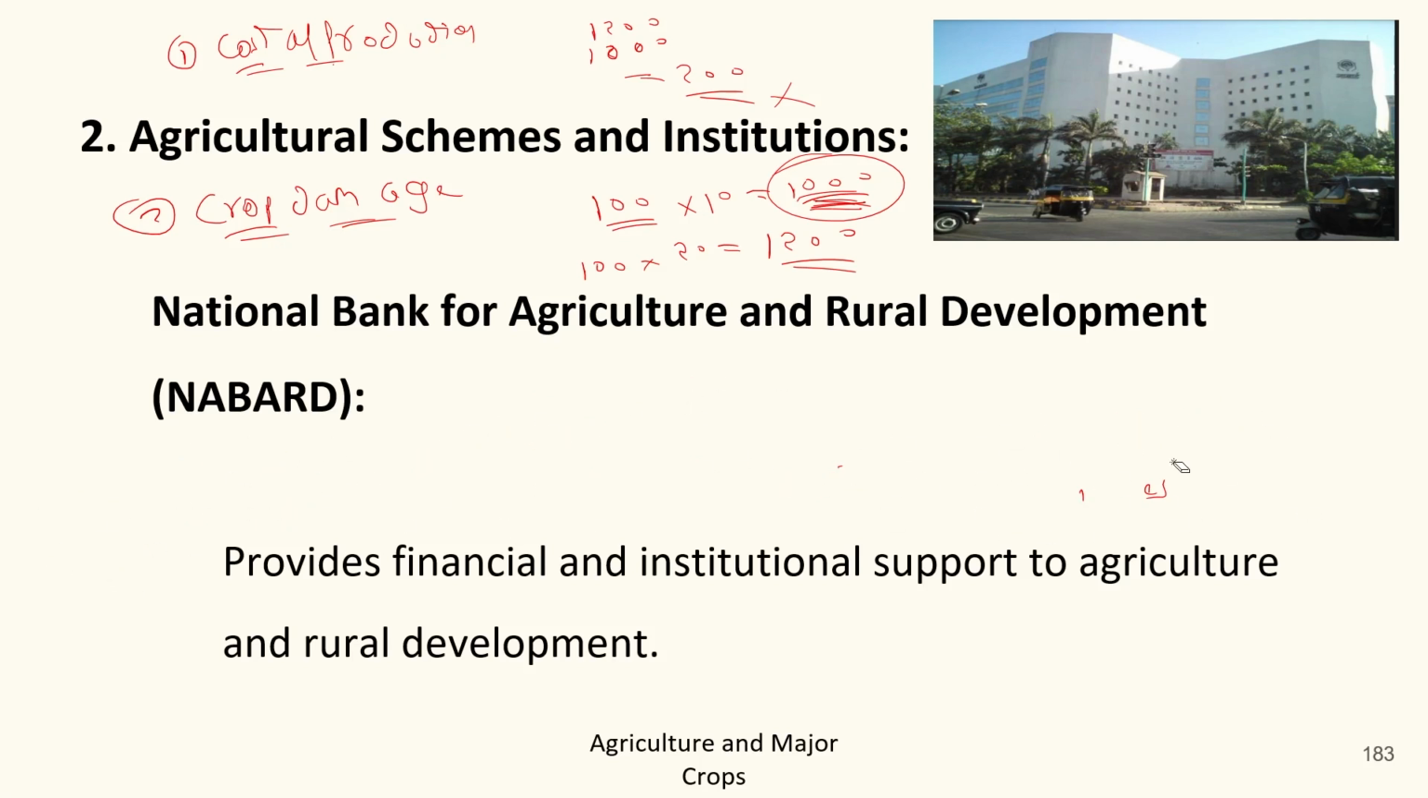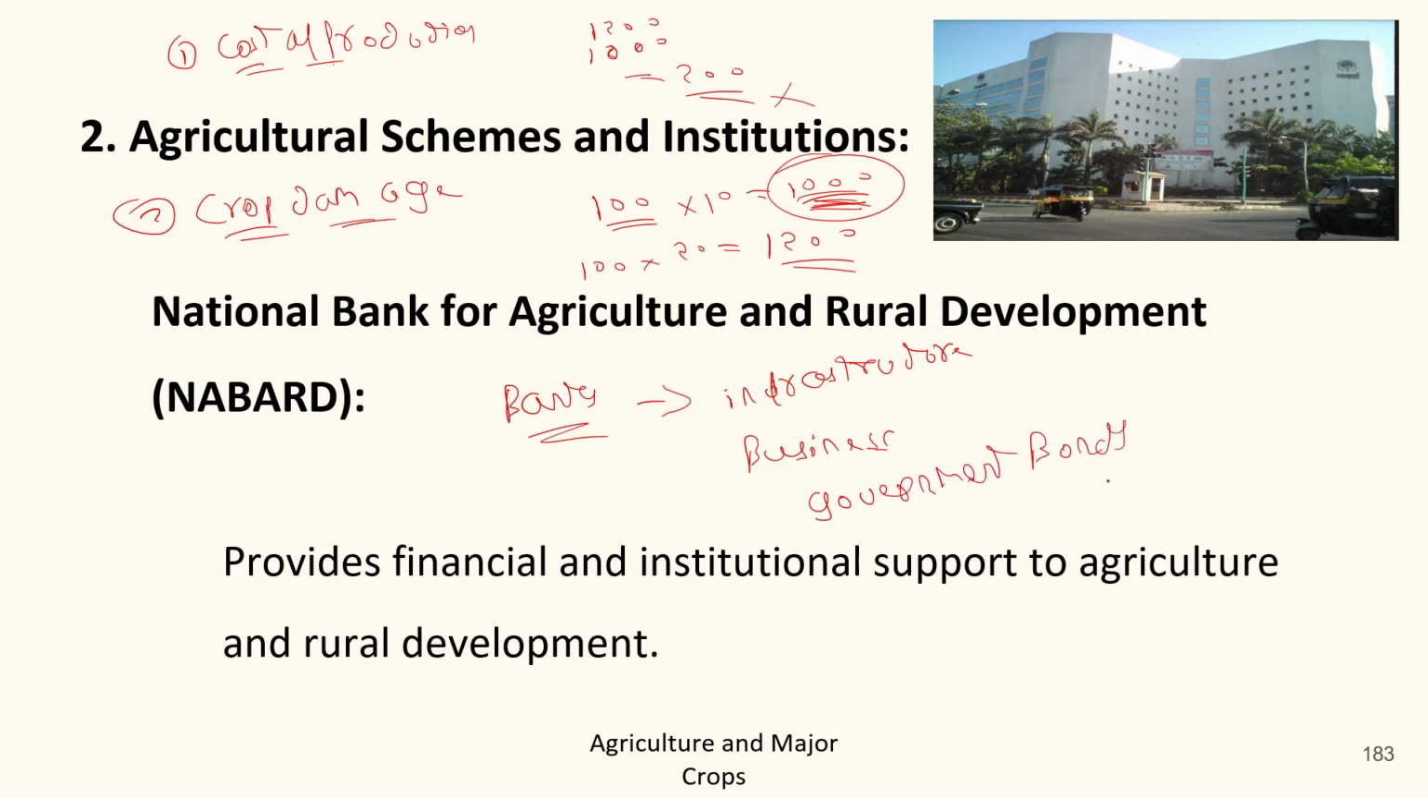And if the farmers want to borrow money from safe zones, then they have to go to the banks. And banks generally like to invest in infrastructure, businesses, and government securities, or you can say government bonds. So basically the banks are very interested in investing their money in these areas. They are not interested in giving loans to the farmers.